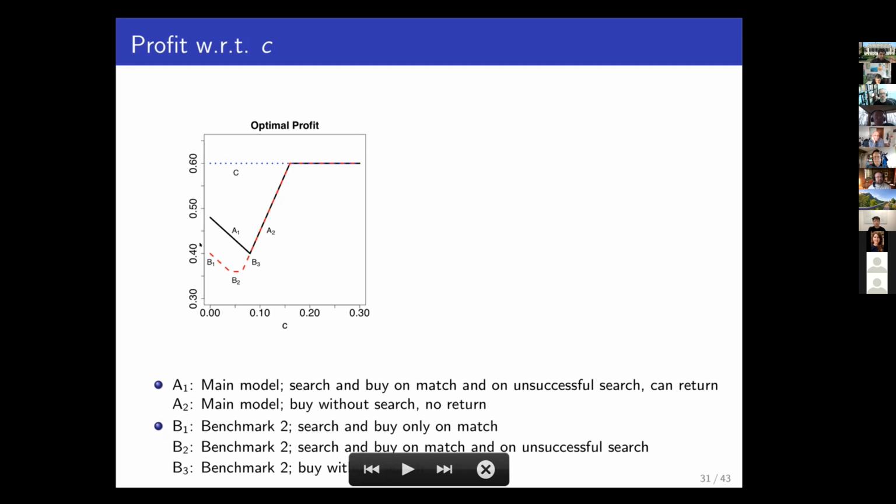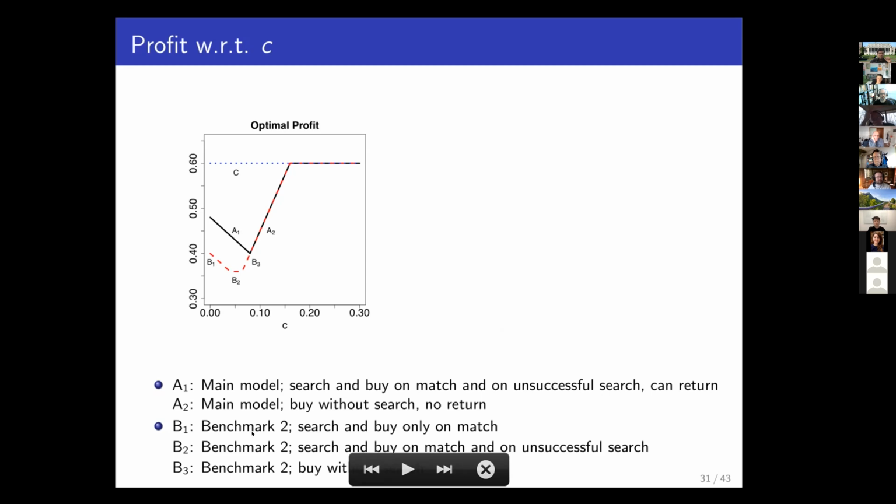So I've marked these different line segments, and we'll focus our attention here. A1 is the region of the main model where the consumers search and buy on match and on unsuccessful search, and they can return, right? So the return policy is definitely active here. And B1, B2, and B3 are the following.